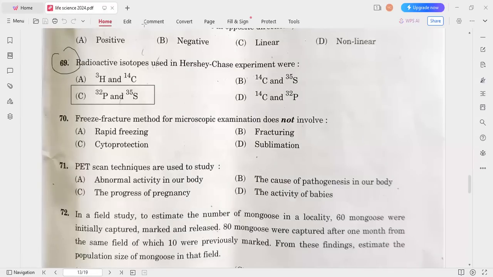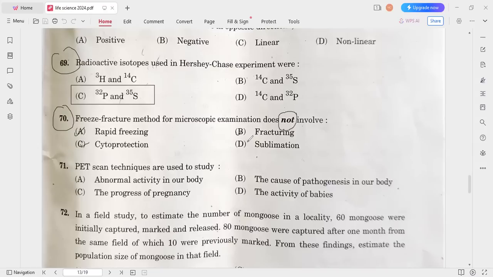Okay, so next question, that is question number 70. The freeze fracture method for microscopic examination does not involve... So here we have to eliminate the wrong one. Rapid freezing, yes. Fracturing, yes.